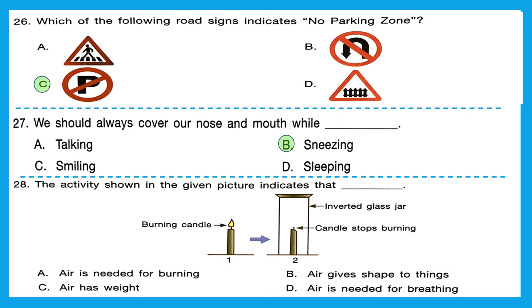We have stopped the flow of air. So this picture indicates that air is needed for burning, because till the time air was there, the candle was burning. And as soon as we stopped the flow of air by keeping an inverted glass jar, the candle stopped burning. So our correct answer should be A, air is needed for burning.